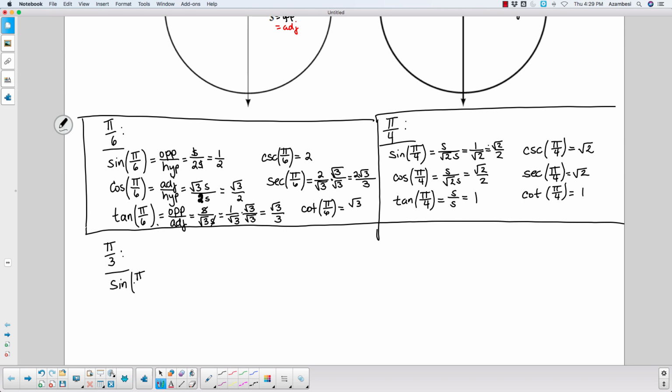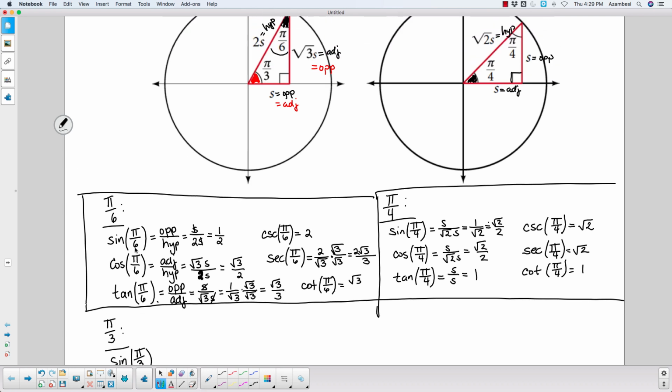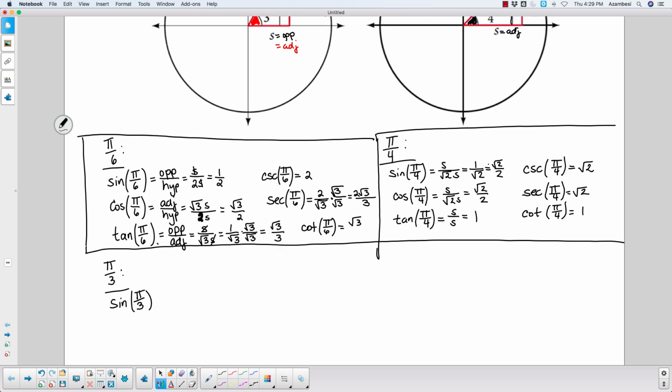then the sine of pi over 3, looking back at the triangle, is opposite over hypotenuse, so now I have the square root of 3s over 2s here. Simplifying out our s's, I have the square root of 3 over 2. Cosine of pi over 3, adjacent over the hypotenuse, so the adjacent side here now is s, and our hypotenuse is 2s, which simplifies to a half.